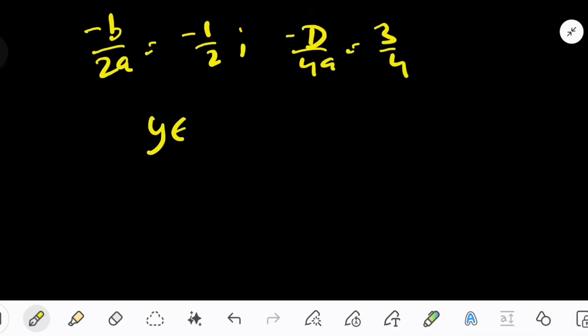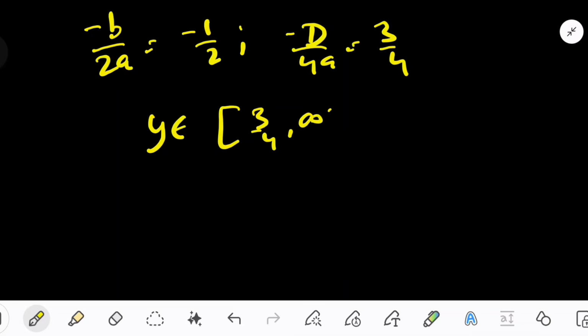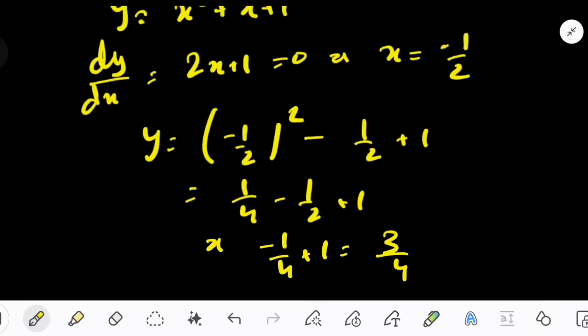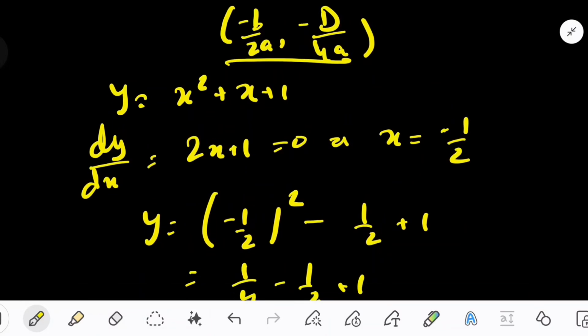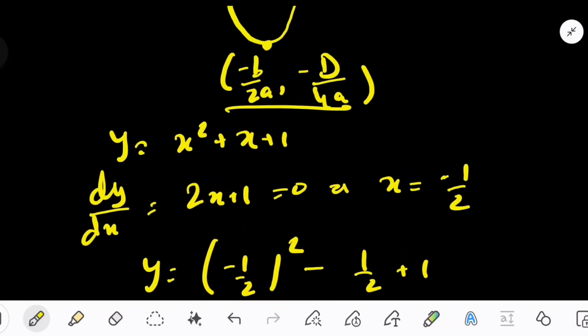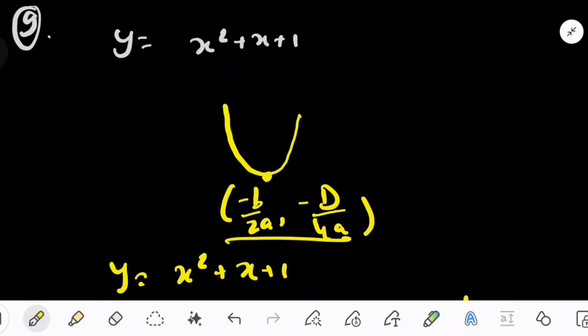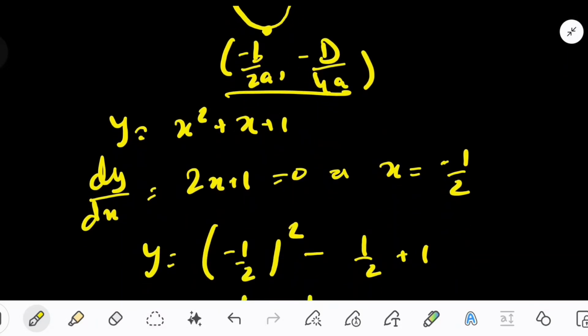Hence y belongs from 3 by 4 to infinity, correct? So this was one method. Basically let me explain this one. So this was our function y is equal to f of x. At this point we know that it is the point of minima, right? So to find minima, we find the derivative, we find the critical point.